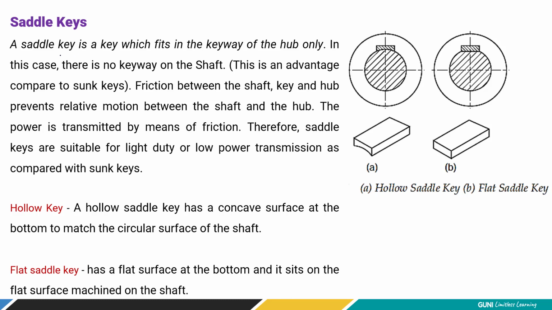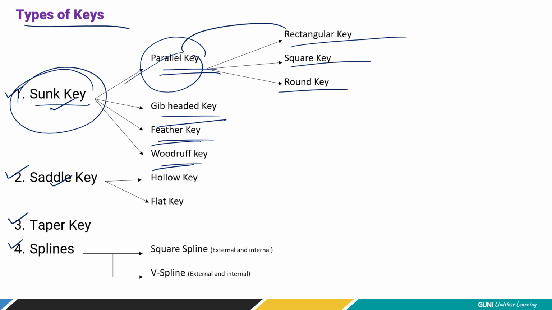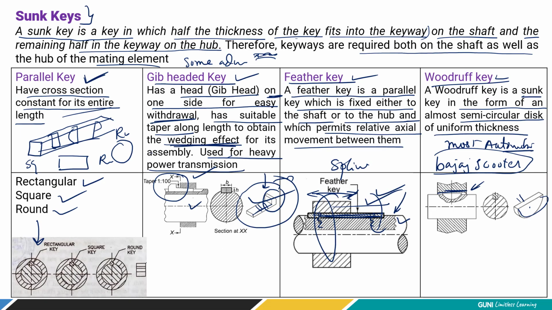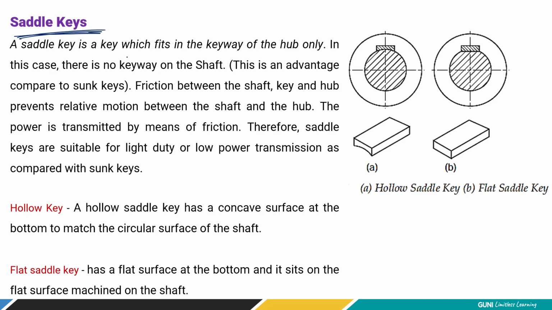Now, saddle keys. What are saddle keys? This is, you can say, the second type of keys. A saddle key is a key which fits in the keyway of the hub only. See, it is very specifically written. This key fits where? It fits in the hub only. It only fits in the hub, right? So just look at the figure. It simply fits in the hub.